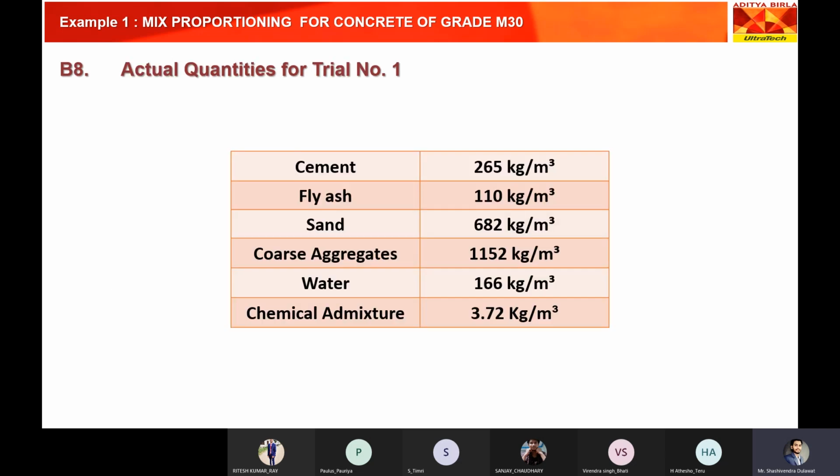Similarly, the actual quantities of trial number 1: the cement is 265, fly ash 110, sand 682 kg, coarse aggregate 1152 kg, water 166 kg per meter cube, and the chemical admixture is 3.72 kg per meter cube.